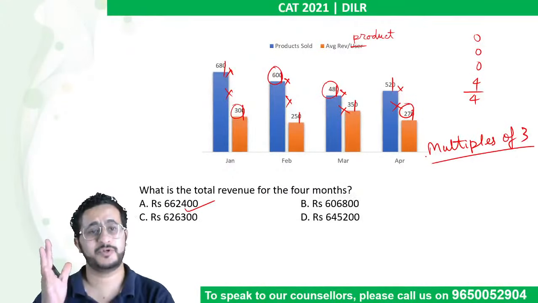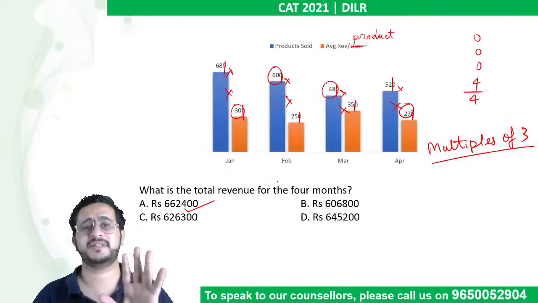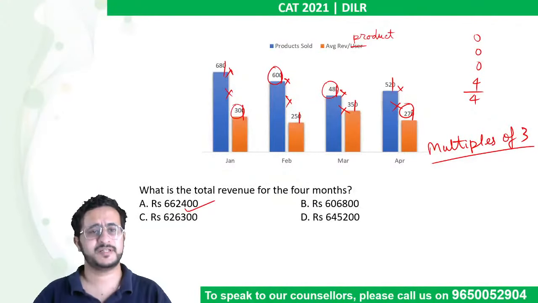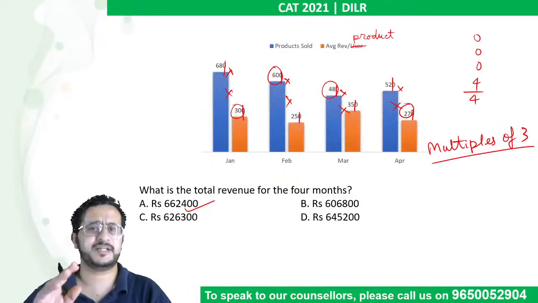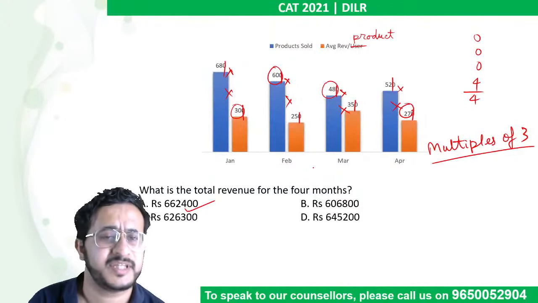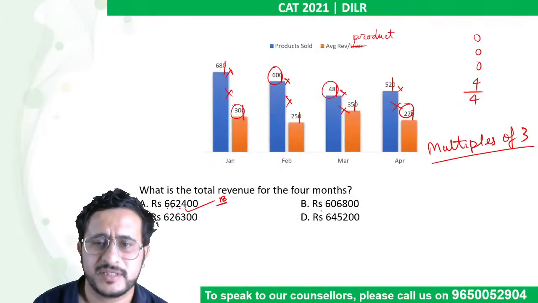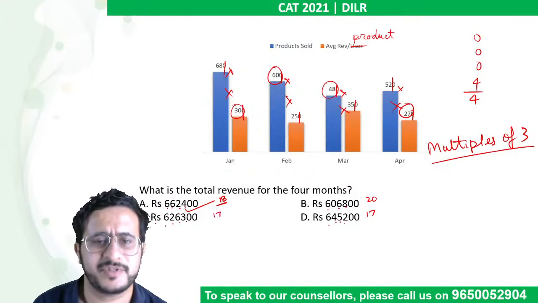So sometimes notice these things also. All are multiples of 3, so your answer should be a multiple of 3. I'm giving a disclaimer that this might not always help, but this is the first thing that strikes us. So 18 is the sum of digits, 20 is the sum of digits, 17 is the sum of digits, 14, 9, 17 is the sum of digits.